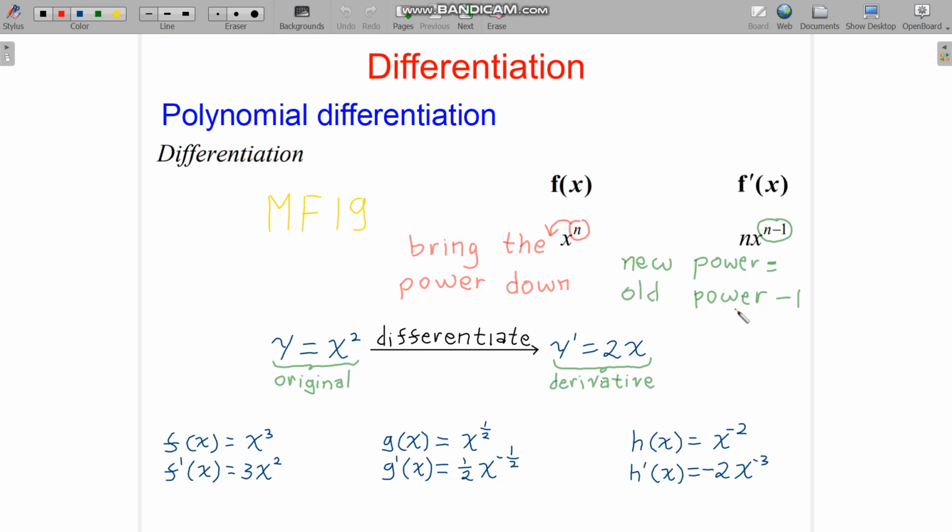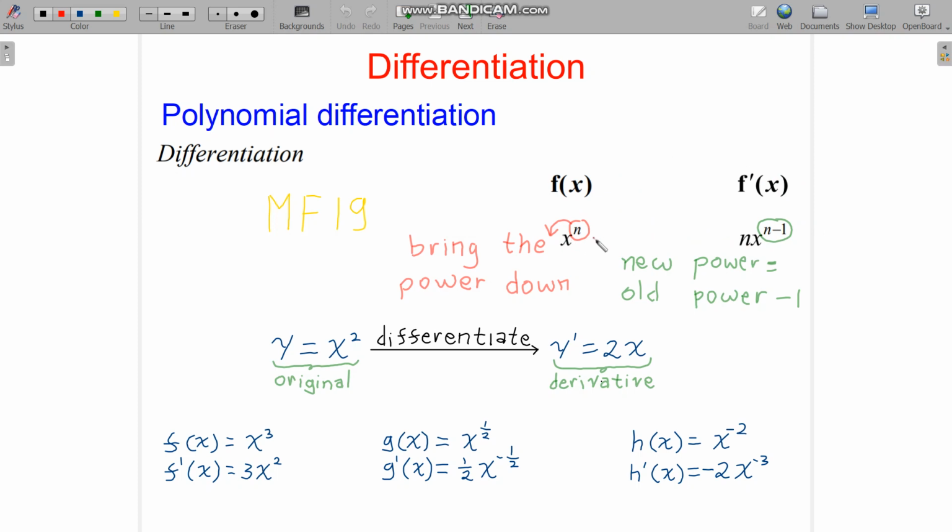Hello everyone, this video is about polynomial differentiation and the chain rule. So in the MF19 you see this formula: differentiation, f of x equals x to the nth power, f prime of x equals n times x to the power of n minus 1. This is called the polynomial differentiation formula.